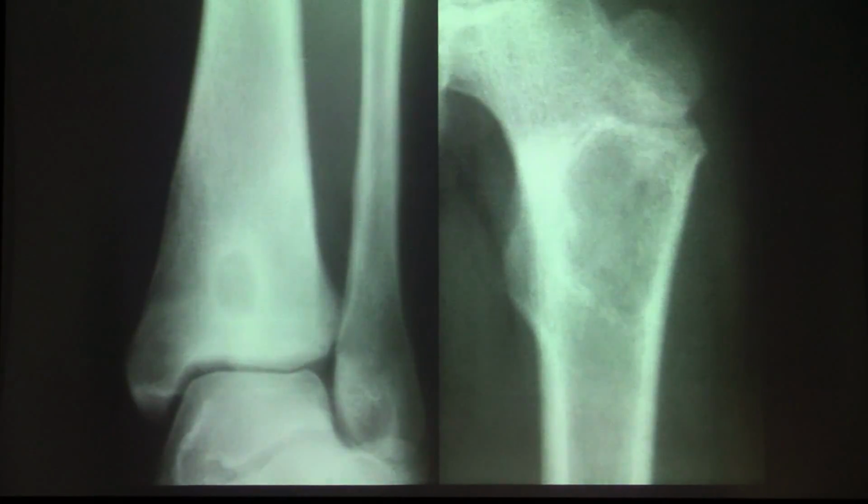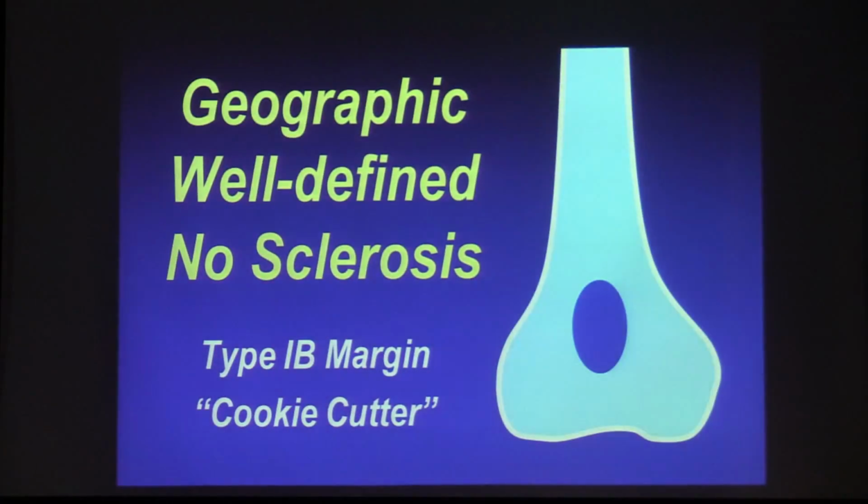Here another example of a benign lesion, a beautiful example of this sclerotic margin which fades to the periphery, typical of a Brodie's abscess, and here a cyst with a sclerotic margin in the intertrochanteric area.